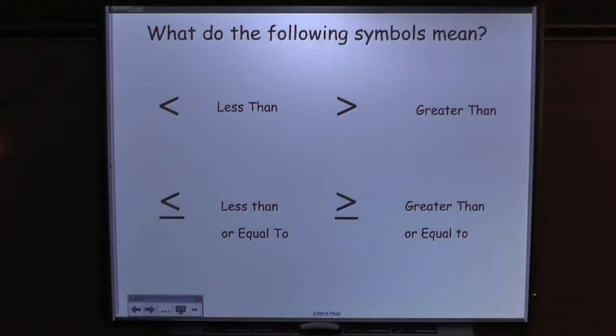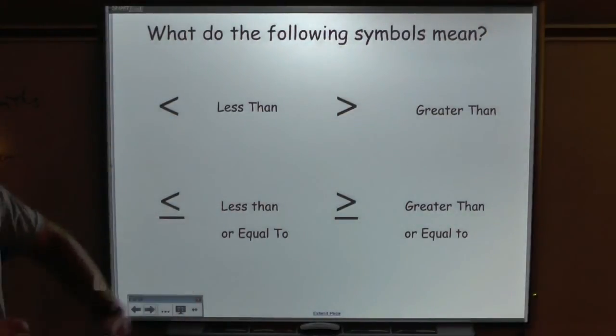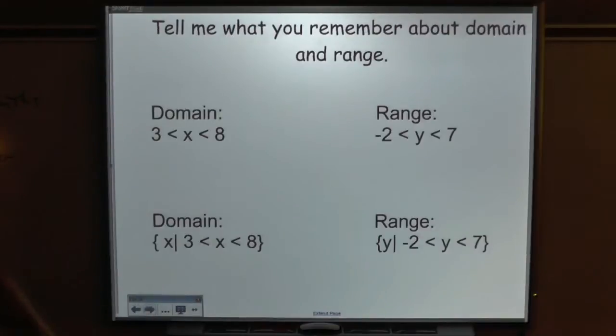So, start off with a few things you can write on your paper if you'd like to. Less than, greater than, less than or equal to, or greater than or equal to. Make sure you know what each symbol stands for. That's going to help you out while you're doing this stuff. We've talked about this a little bit.